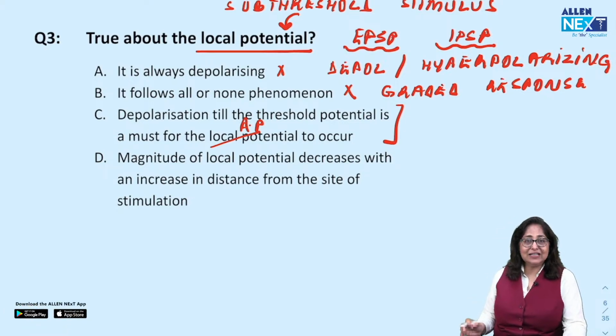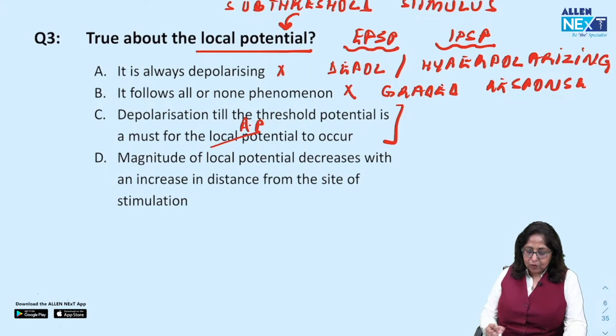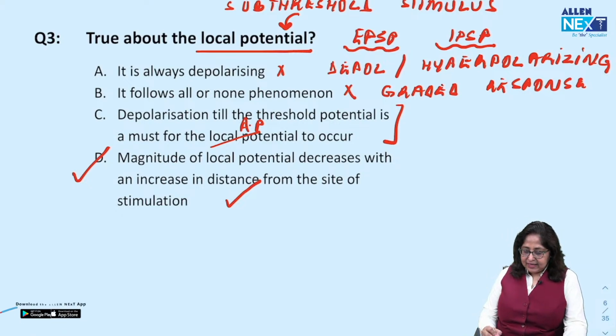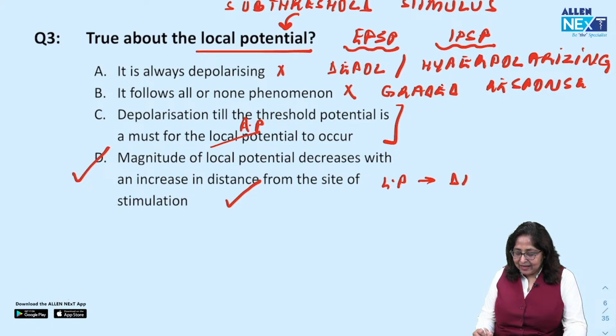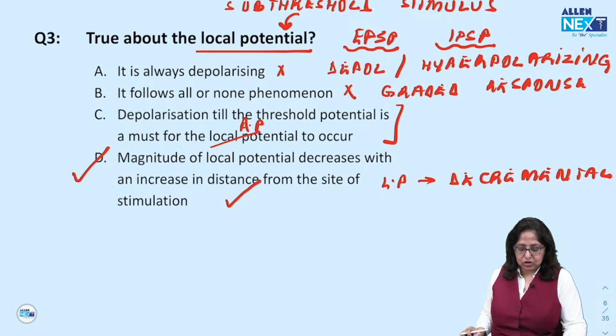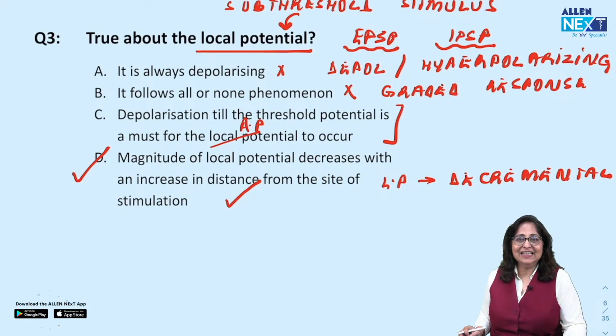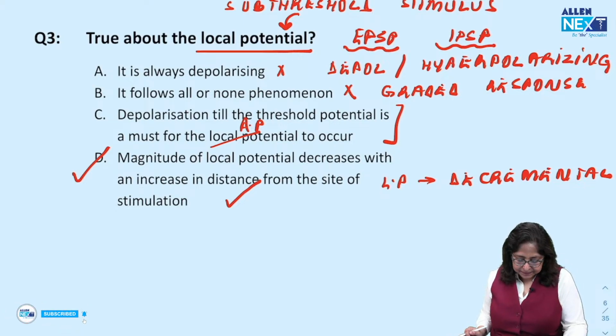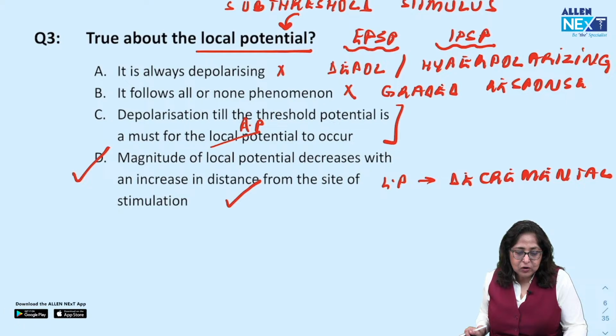Magnitude of local potential decreases with an increase in distance from the site of stimulus. This is true. So my answer to this question is D. Right? This is, local potentials are decremental. And what you mean by decremental is that the magnitude of the local potential will decrease with an increase in distance from the site of stimulation. So my answer to this question is D. Anil has got it right. Prajwal, Vinod Kumawat, never give up.